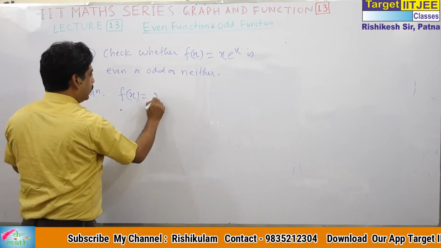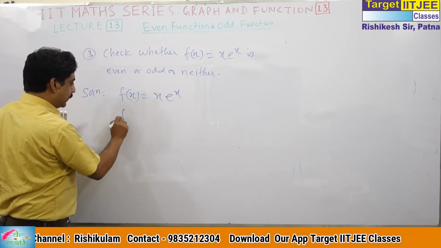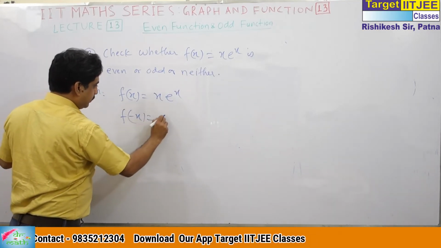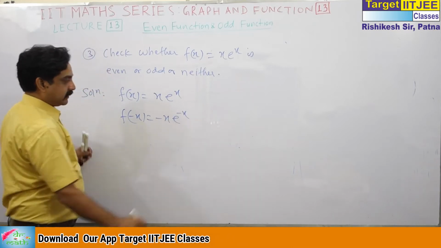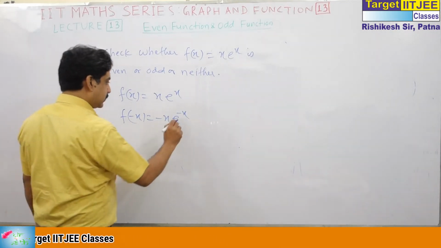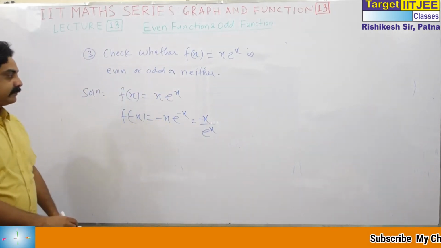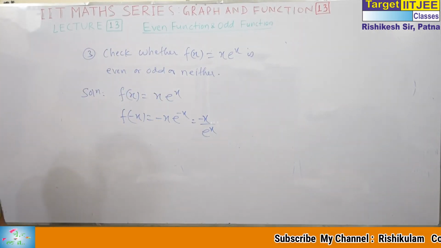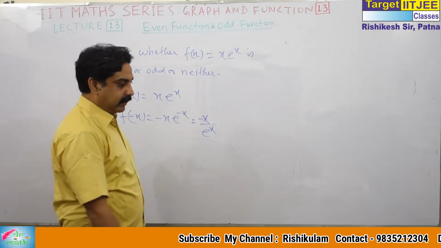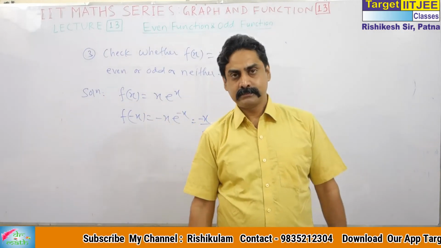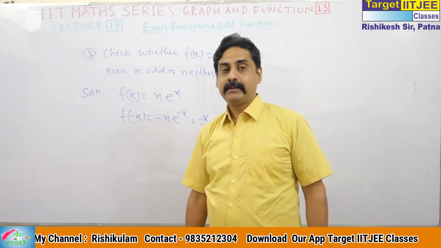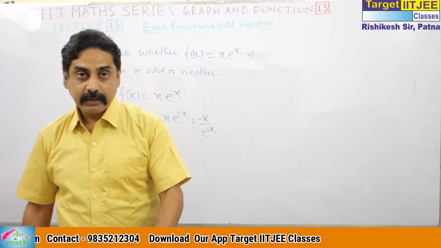f(x) is equal to x e to the power x. What is f(minus x)? Minus x e to the power minus x. What is this? Minus x by e to the power x. It seems to be neither. And it is neither.